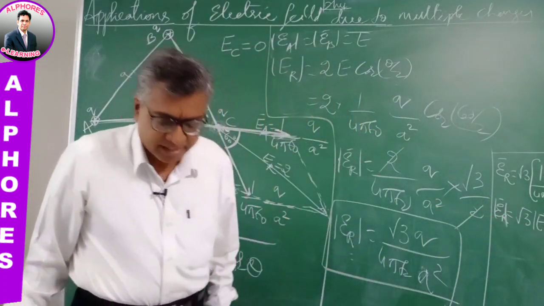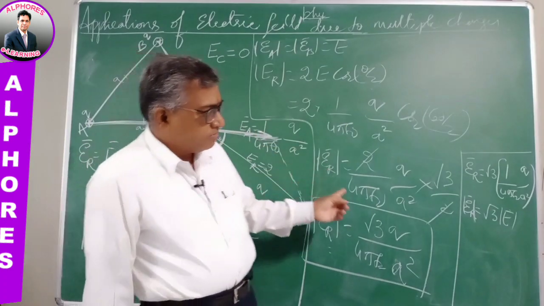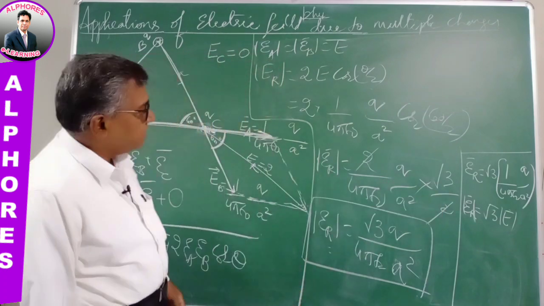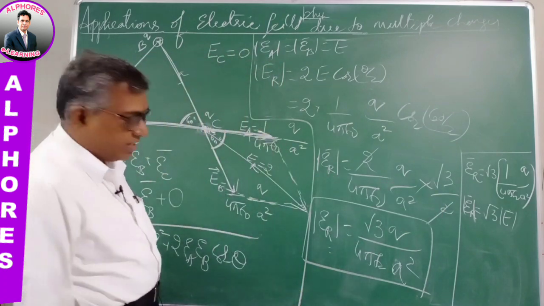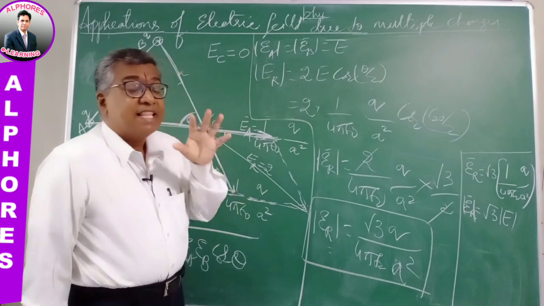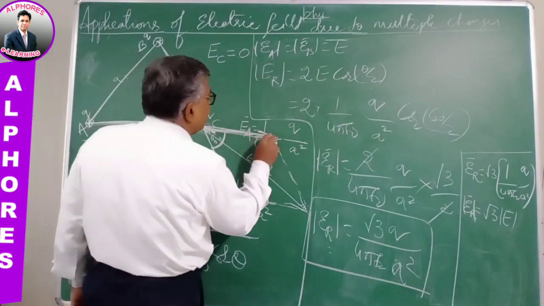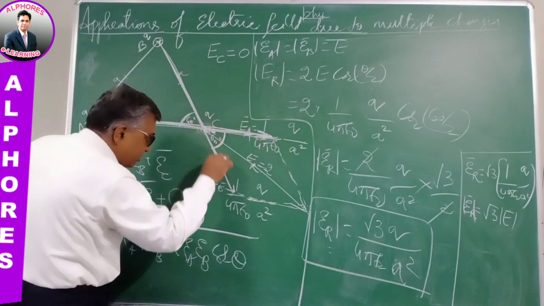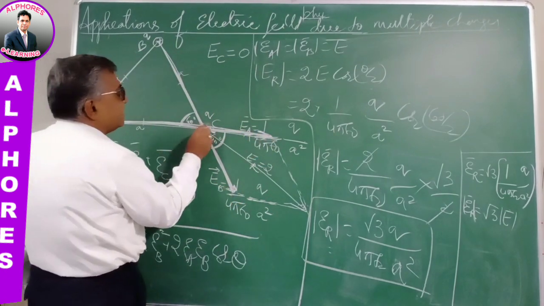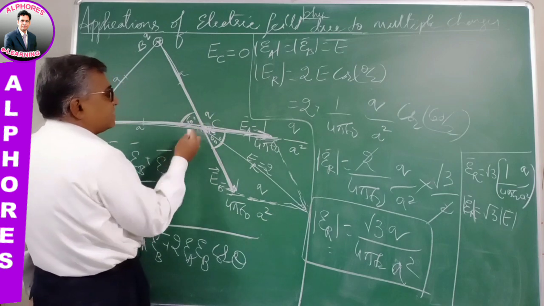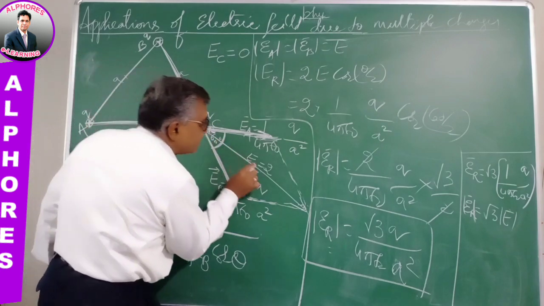Magnitude, right? So the magnitude of the resultant electric field intensity due to these charges is E root 3. What will be the direction of the electric field? You see, this is the field due to one charge. This is the field due to another charge. The third is not existing, so it is 0. So the resultant direction is like this.